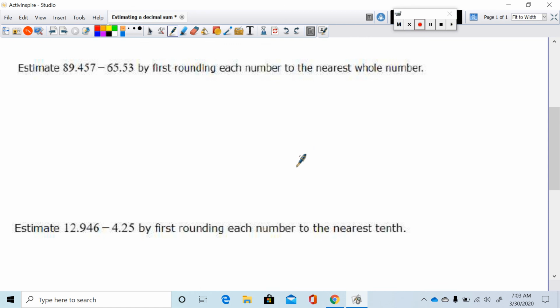The next one, again, we're going to round to the nearest whole number, so no decimals. So we're looking at the 9 and the 5. Okay. After the 9 is a 4, that is smaller than 5, so you're going to leave the 89 alone just like it is. Minus. After this 5 is a 5, so this has to go up to 66. So then you subtract. 89 take away 66 is 23.